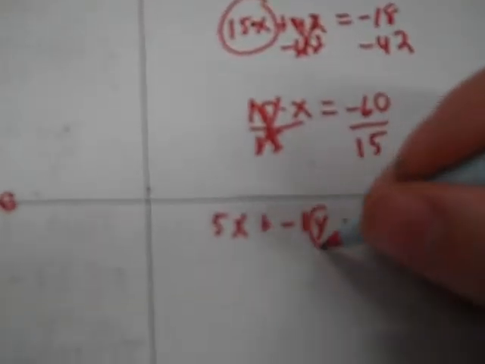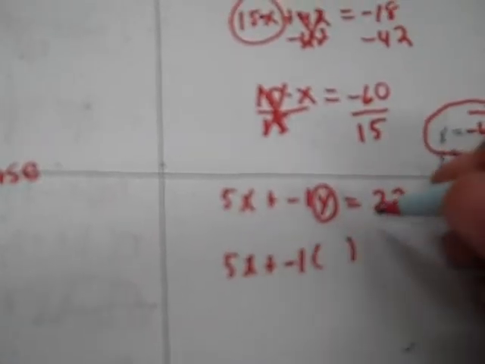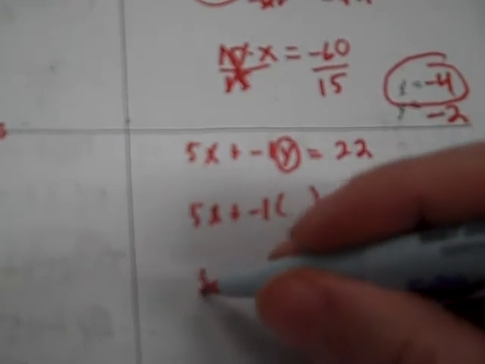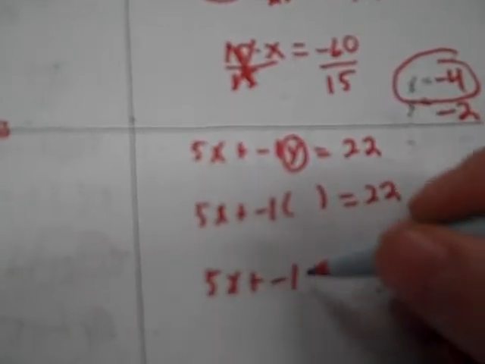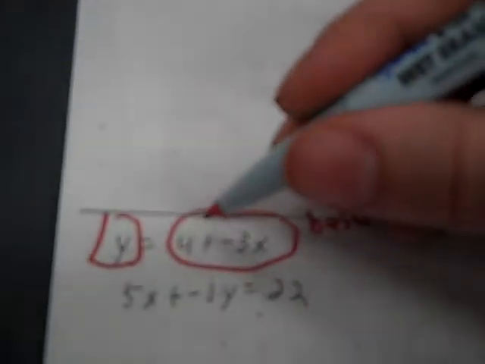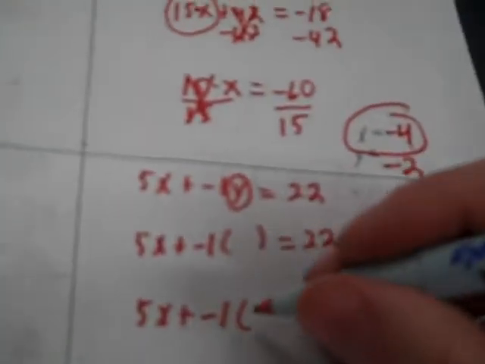Okay, now I either circle x or y to know which one. It's this letter here. It'd be y. Okay, so y comes out. So 5x plus negative 1, make an empty parentheses, equals 22. Now extend that so it goes further. You're just making that parentheses wider because we need to fit this entire expression in for y. 4 plus negative 3x.